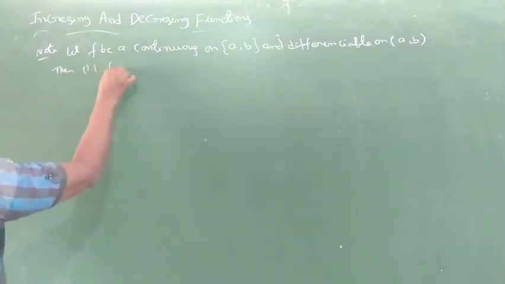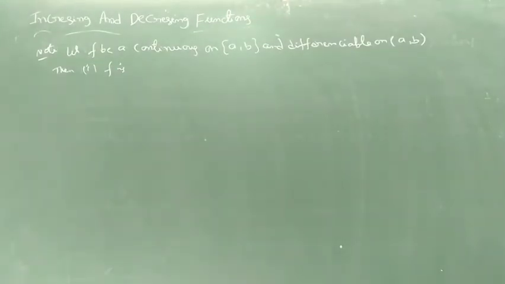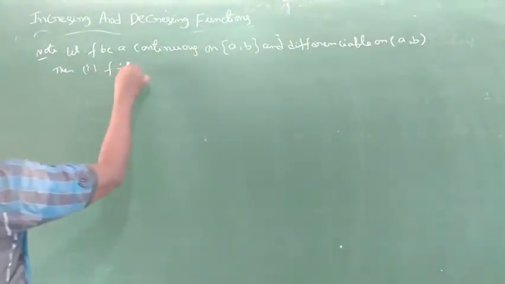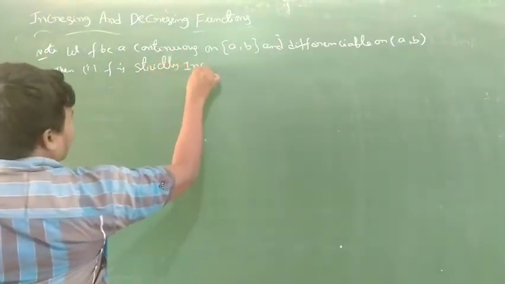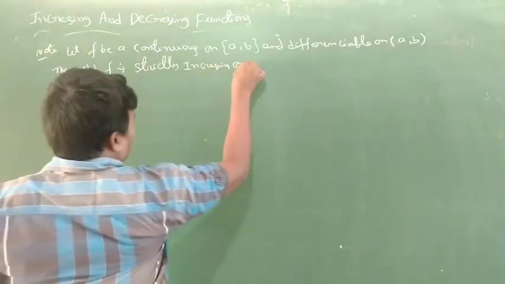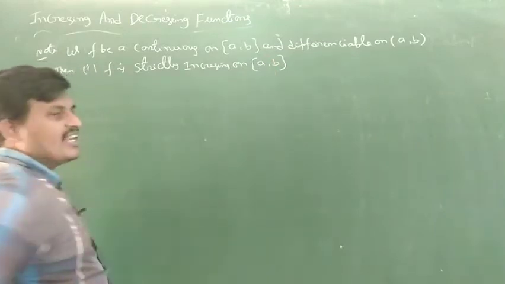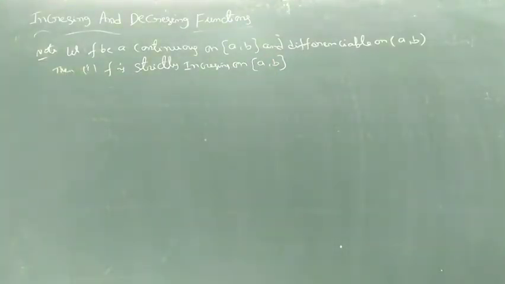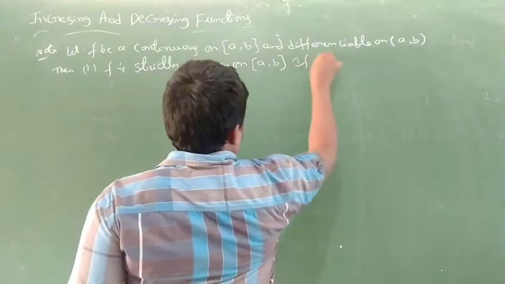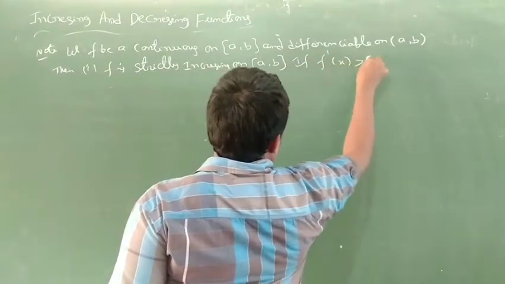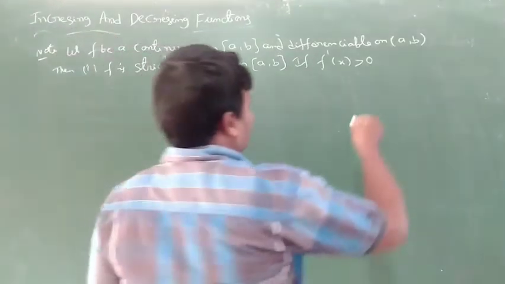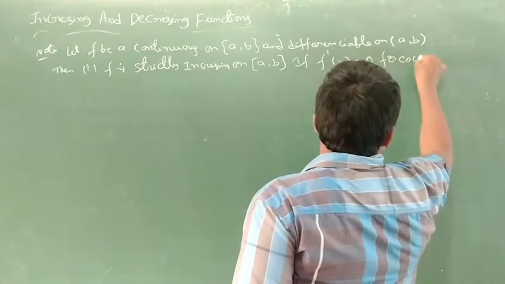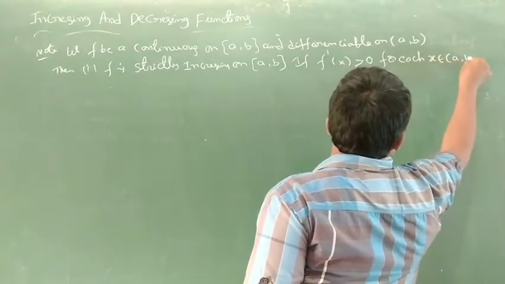first, f is strictly increasing on the closed interval a comma b if f dash of x greater than 0. f dash of x means the derivative once. f dash of x greater than 0 for each x belonging to the open interval a comma b.